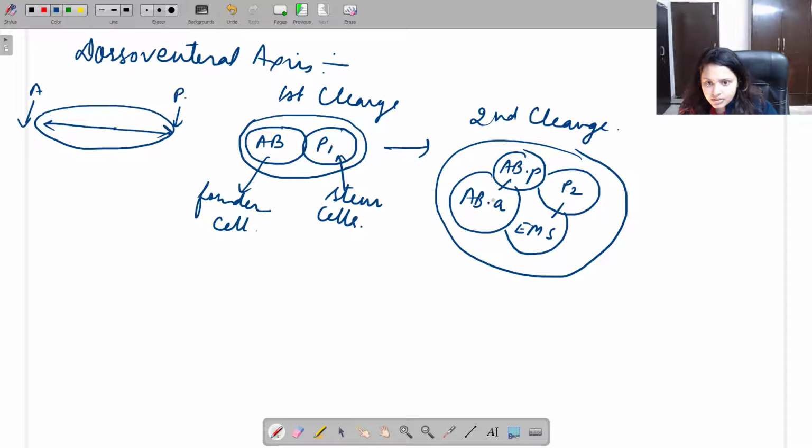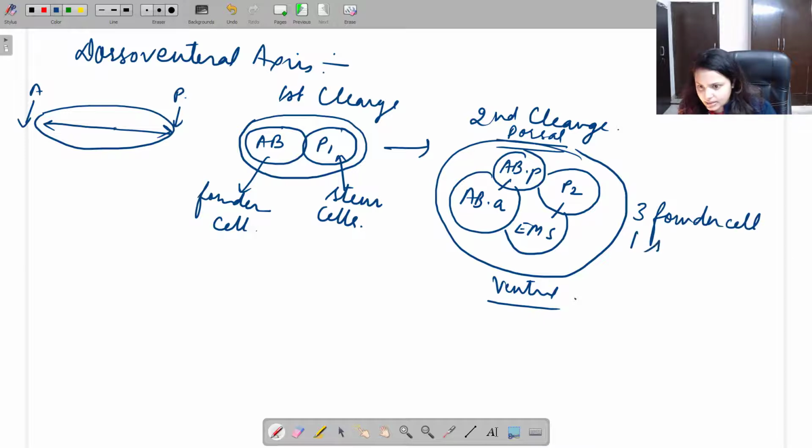This is one division, this is another division. So after second cleavage, you can see this is known as dorsal and this is known as ventral. How do you define the dorsal and ventral? The AB posterior side is known as dorsal, and the EMS cell present at the opposite site is denoted as the ventral side. Okay, complete opposite side. So in second cleavage you found 3 founder cells and 1 stem cell.